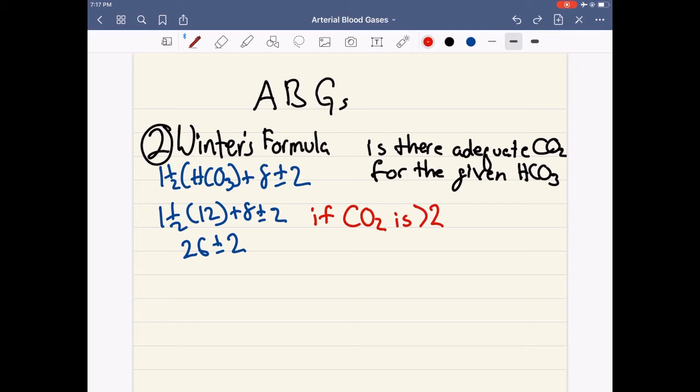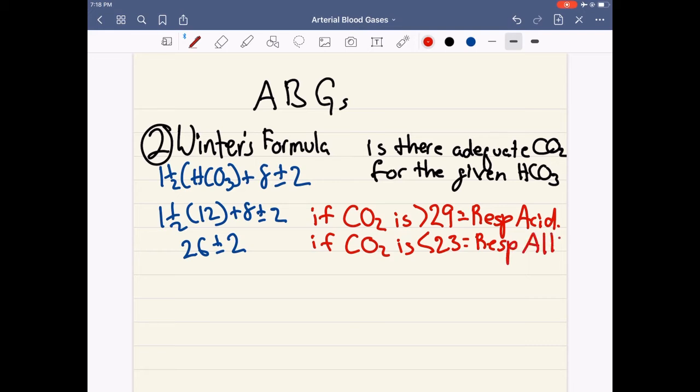So here in red we see if the CO2 is greater than 29, 29 being the plus or minus 2 from the 26, that means you have a respiratory acidosis. If that CO2 is less than 23, we're getting 23 from 26 minus 2, that means you have a respiratory alkalosis. So even though these numbers are nowhere near that level of 40, we are still able to tell that a CO2 of 30 is causing a respiratory acidosis, even though it is much less than our quote-unquote normal 40.